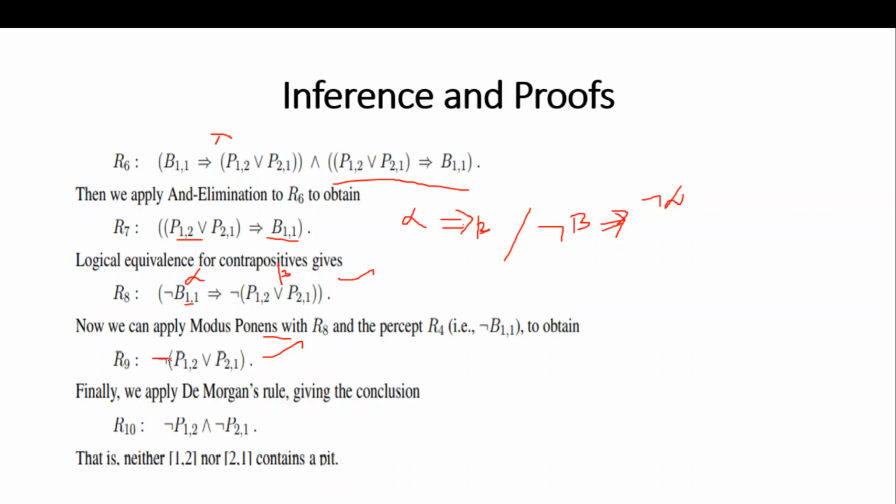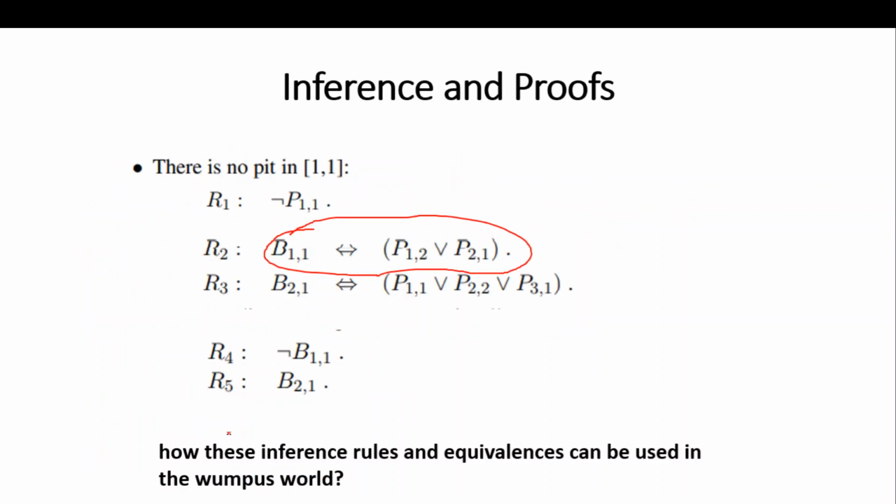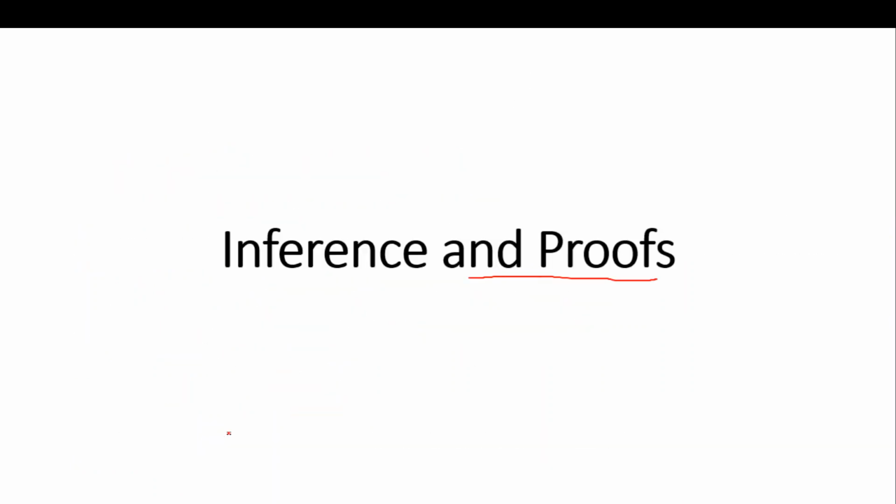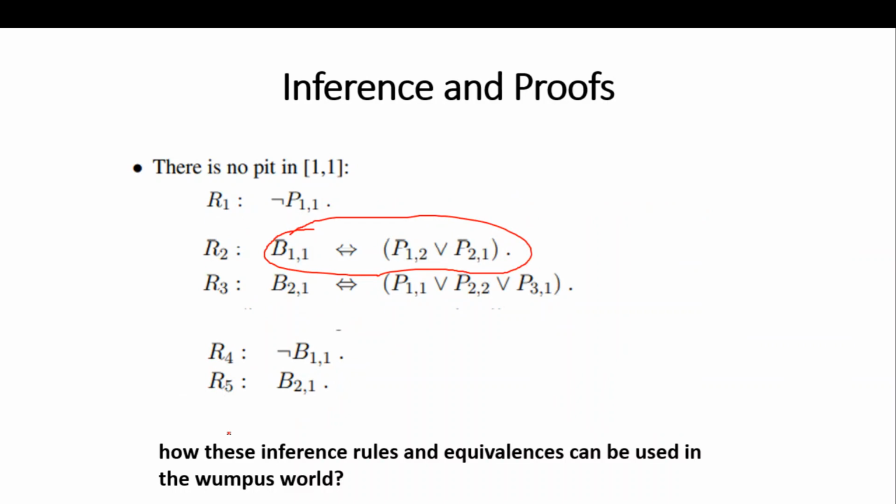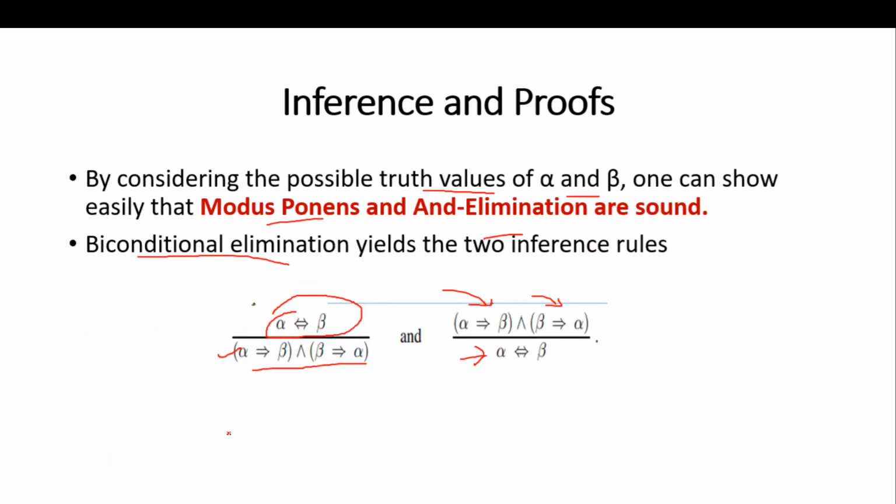Now here this negation is outside the bracket. If you bring this inside by applying De Morgan's rule, then this will become not P1,2 and not P2,1. So now you can see that we have proved that there is no pit in 1,2 and also there is no pit in 2,1. Our question is to find, is there a pit in 1,2?